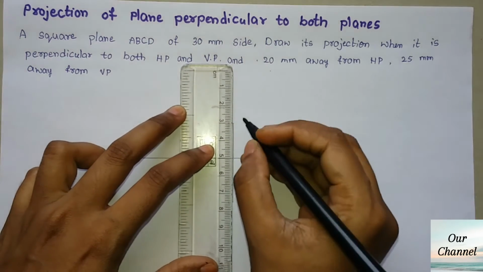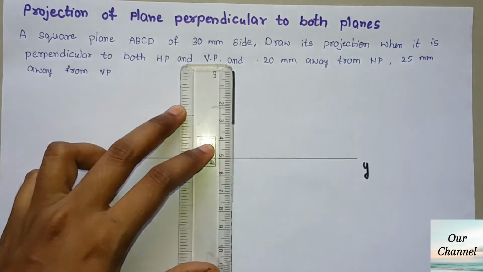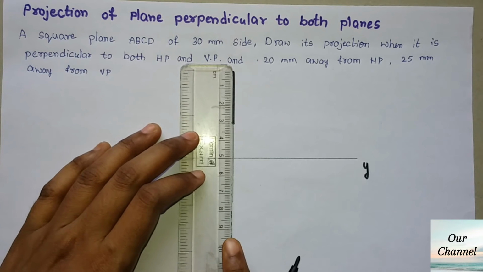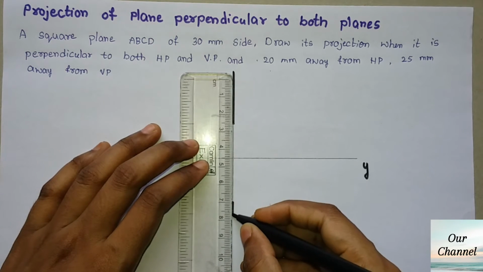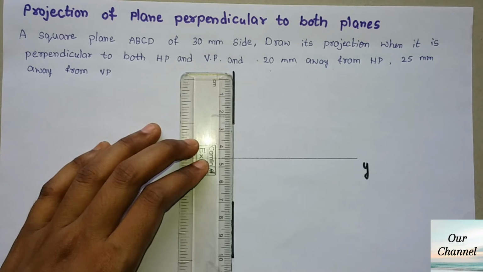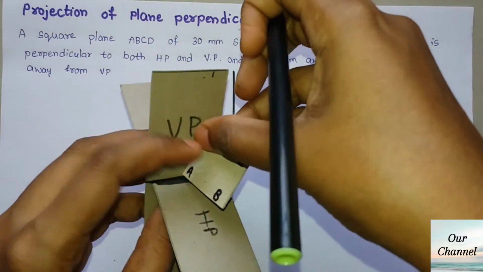This is the front view. We can see a line of 30 mm length, which is 20 mm above XY, and it is perpendicular to HP. Now, 30 mm length of line. This is the top view and it is 25 mm away from VP.